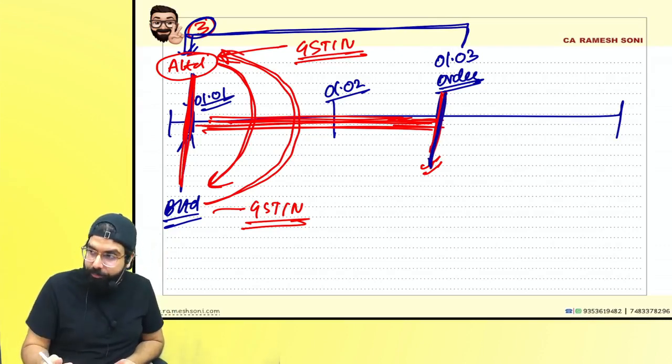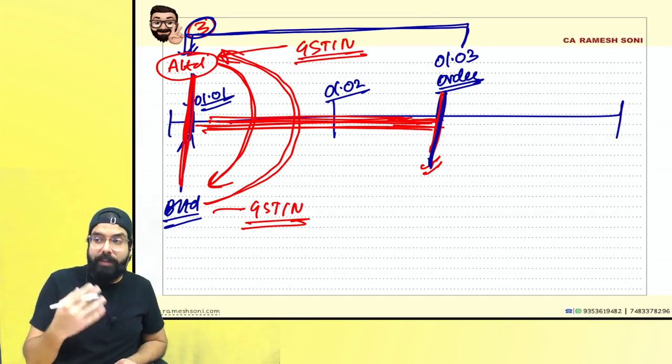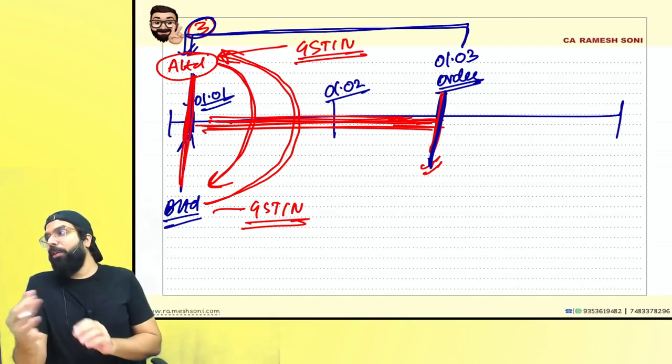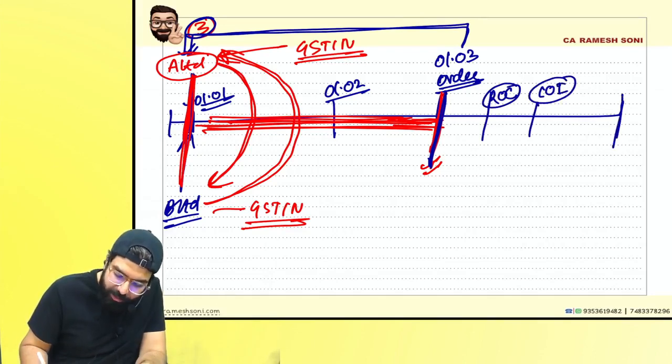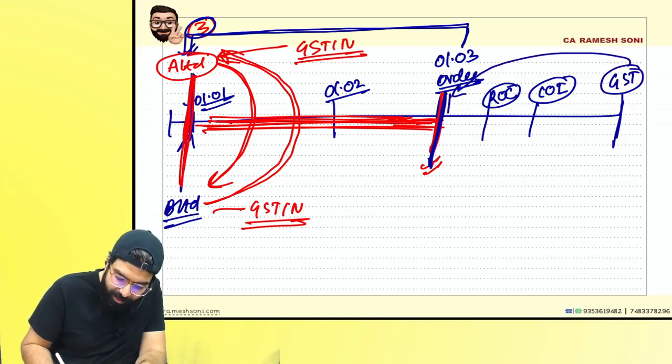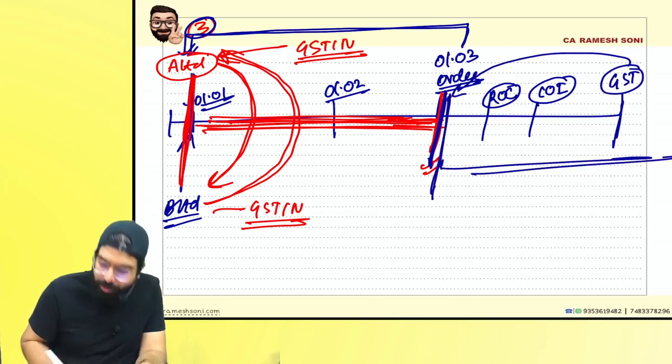From here, you will take a single registration, because now you will go to the ROC. ROC will give you a certificate of incorporation. Then you will apply for GST registration, and they will give you the registration from here, saying, okay, you guys are one.